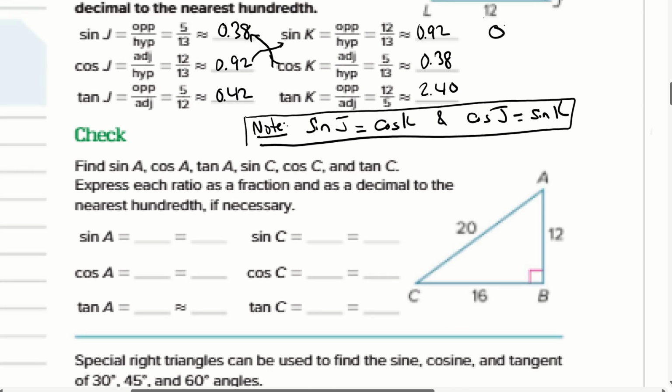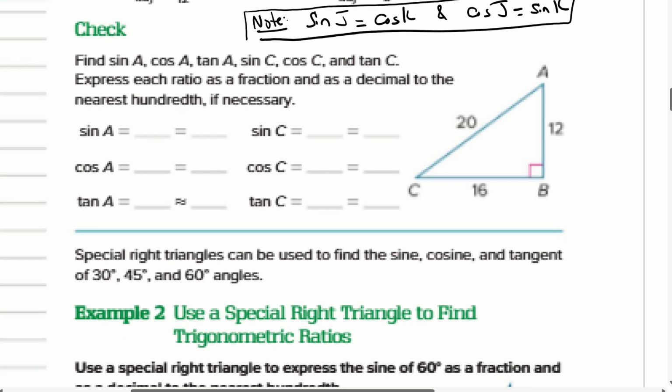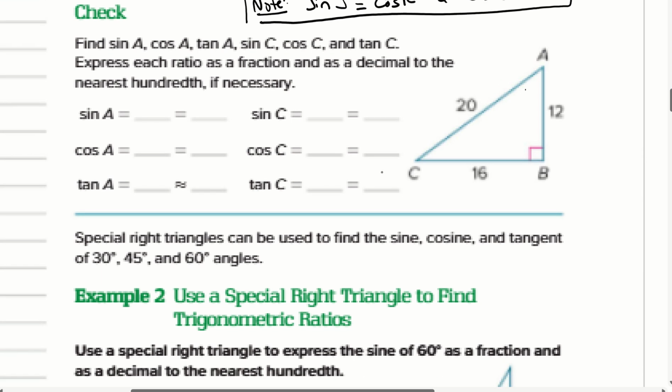All right, so pause the video and see if you can try the following problem. We have sine of angle A, so we're looking at angle A. What is the opposite? Remember SOHCAHTOA.